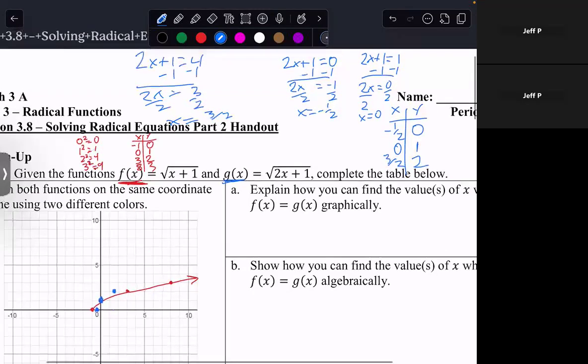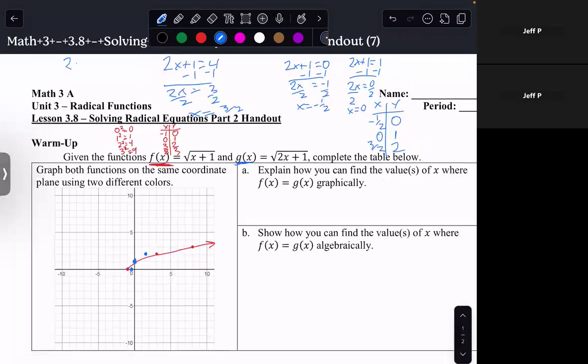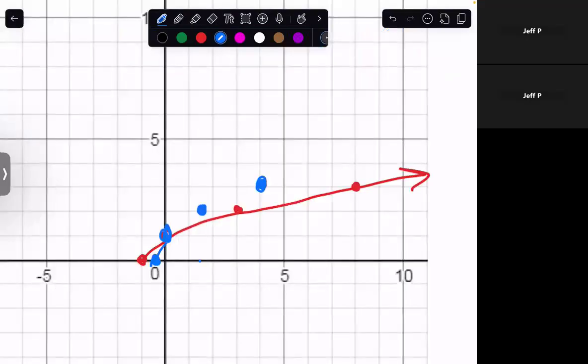And then how do we end up at 9? If x were 4. When you plug in 4, 2 times 4 is 8, plus 1 is 9, square root of 9 is 3. So 4 comma 3. So that one would look like this.